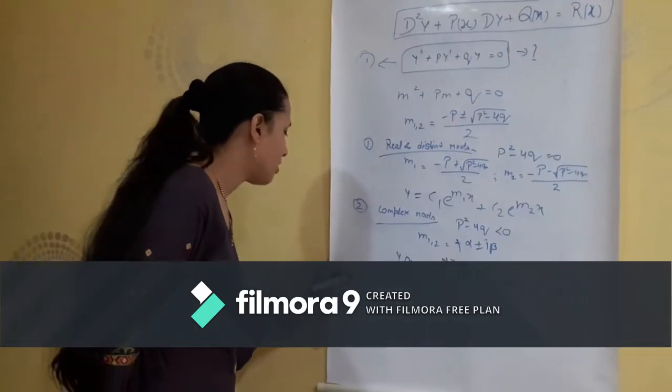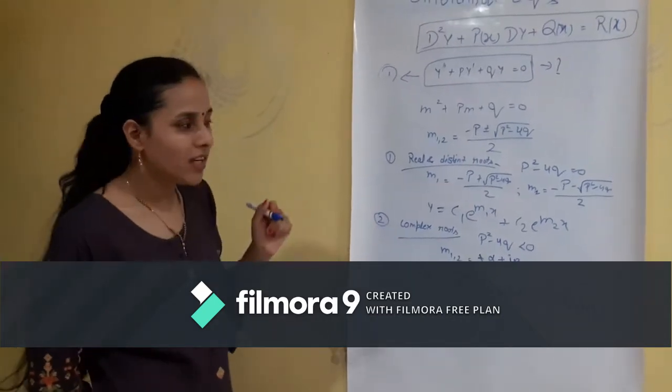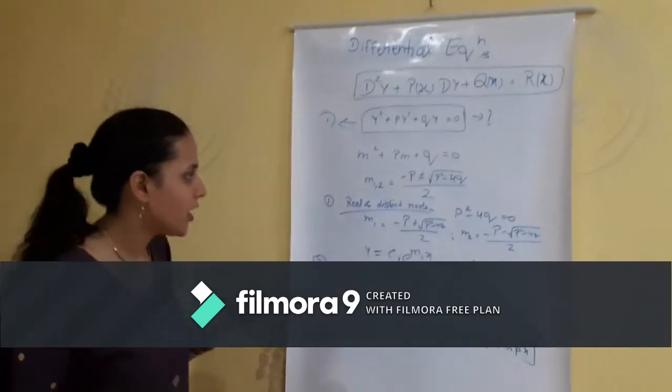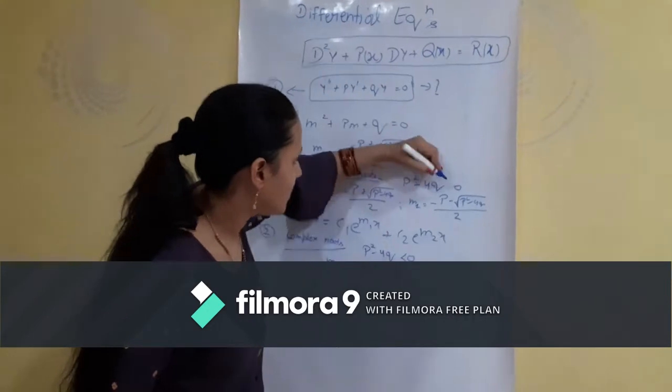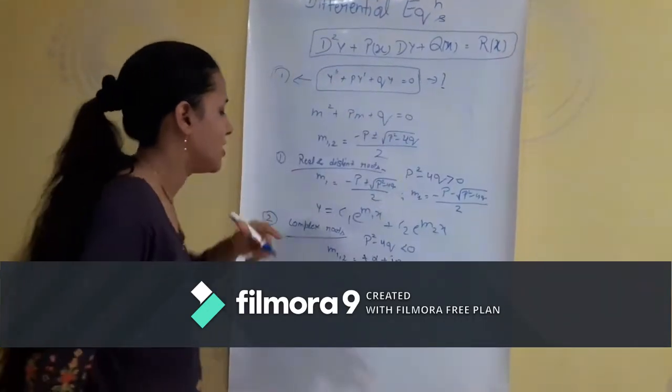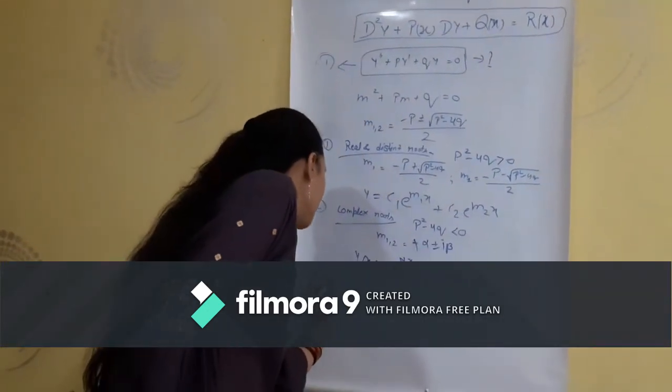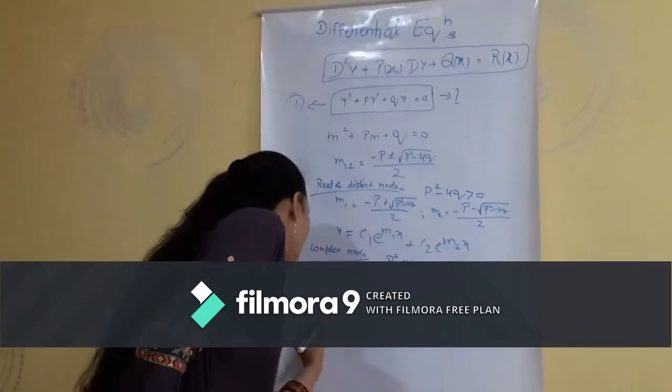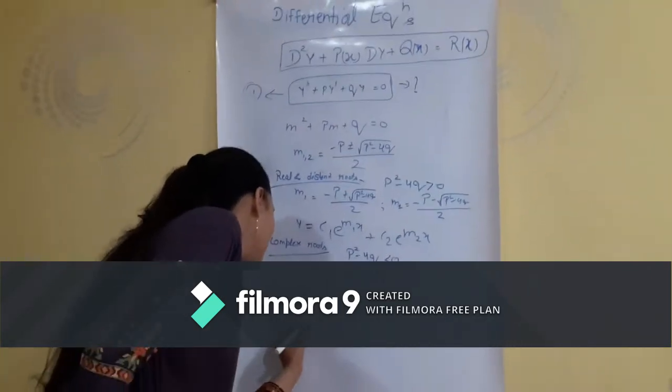Then third, what case can appear there? Sorry, this is the third case. It is repeated real roots, the repeated roots.